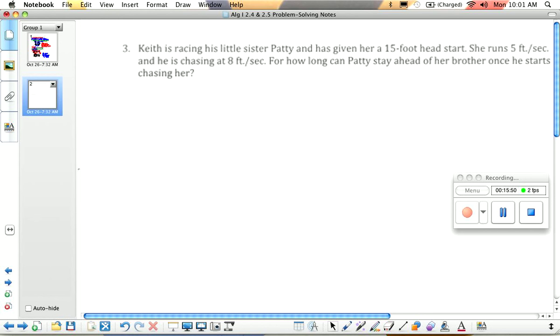Okay, so let's put down some information here. First of all, it says for how long. So we're solving for time, aren't we? What are we given? What are some of the things we do know? Their pace. We know the rate that they're running. There's some distance involved there too, isn't there? Doesn't she get a 15-foot head start?